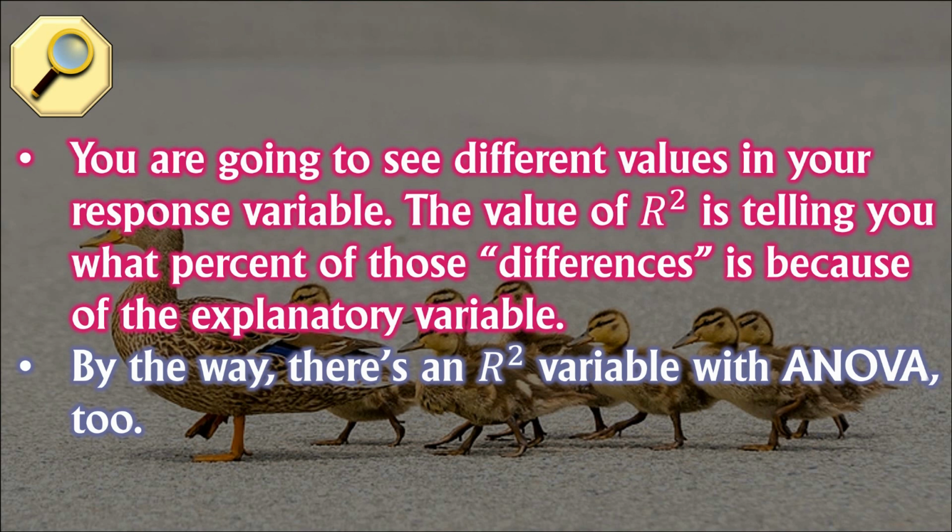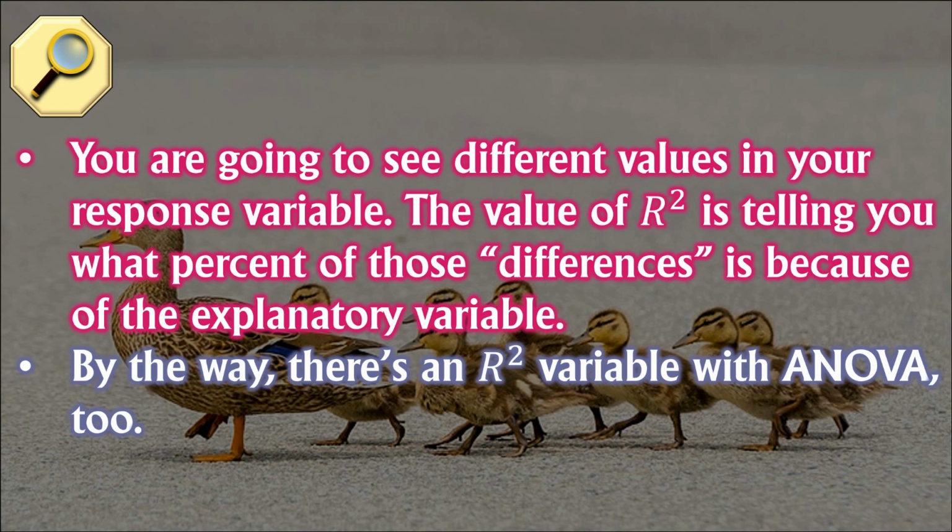I'm going to see different values in the means between the different groups, right? I'm going to get different means in those groups. That's just how it goes. What percent of the differences between those means is because of the difference in the explanatory variable, that categorical explanatory variable that's putting things in groups? What percent of the change in my response variable is because they're in different groups?